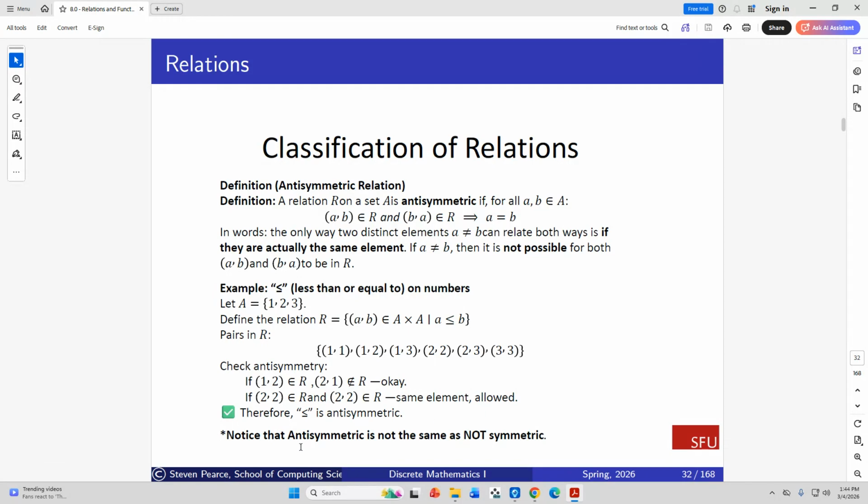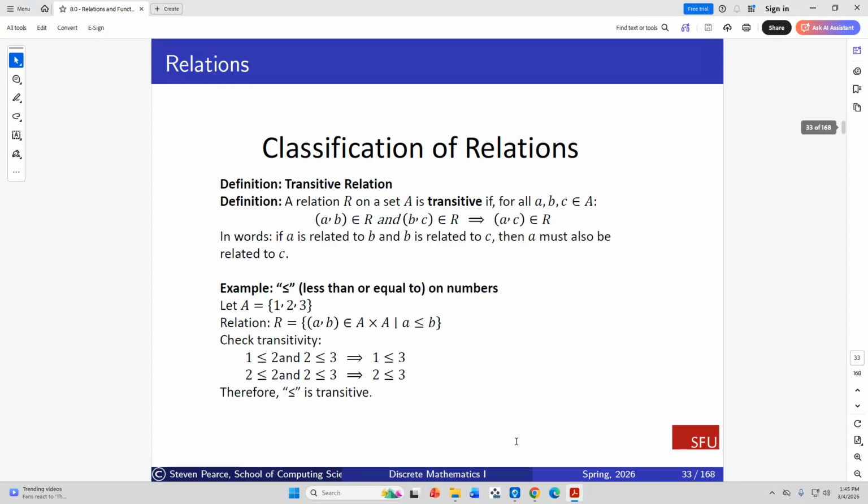So notice antisymmetric is not the same as symmetric. Antisymmetric is not the same as not symmetric. That's what I meant to say. Antisymmetric is not the same as not symmetric. The terminology is really weird.